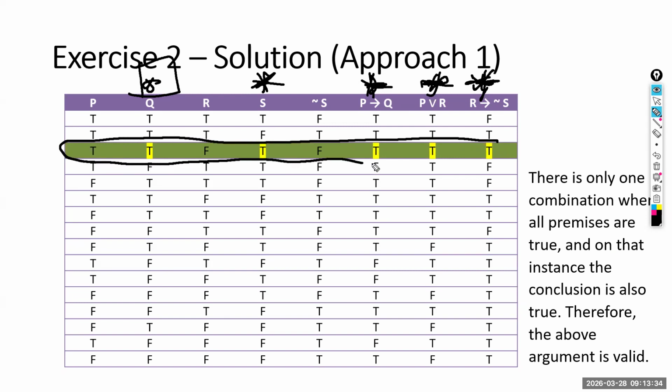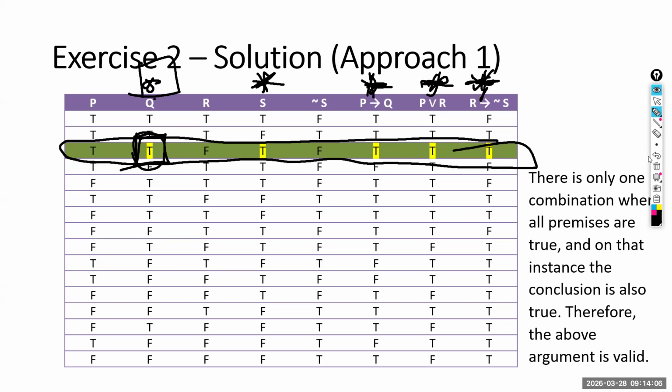And in that row, you can clearly see that the conclusion Q is true. So if you have multiple rows, you need to consider all those rows. Here also just one such row. And in that row, yes, the conclusion is true. So therefore, whenever all the premises are true, the conclusion must be true. That means this argument is valid. Is it clear?